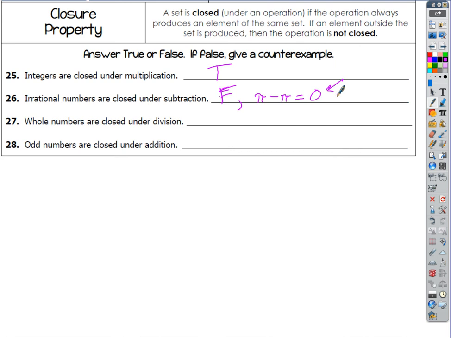What about number 27? Whole numbers are closed under division. Right? Can somebody offer up an example? Can you think of how we can divide whole numbers and get back an answer that's not a whole number? Like 7 by 6. 7 by 6, sure. 7 divided by 6 is not a whole number, right? That's a fraction. It can't be reduced.